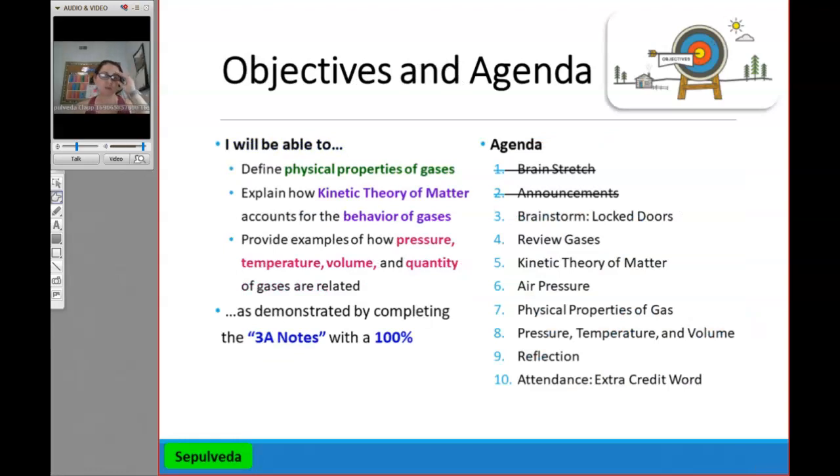All right, so let's look at our objectives and our agenda. Today we're going to talk about the physical properties of gas. We're going to explain the kinetic theory of matter and how it accounts for the behaviors of gas, so we're going to connect those together. We're going to talk about examples of how pressure, temperature, volume, and quantity of gas are related. Obviously we're going to demonstrate that through your 3A notes with 100%. The links for those notes have been going up in the chat box periodically, so make sure that you click on those links. Again, if those links don't work, you can always find your notes in your grades tab. So this is our agenda for today. If you have any questions, please let us know in the chat box.